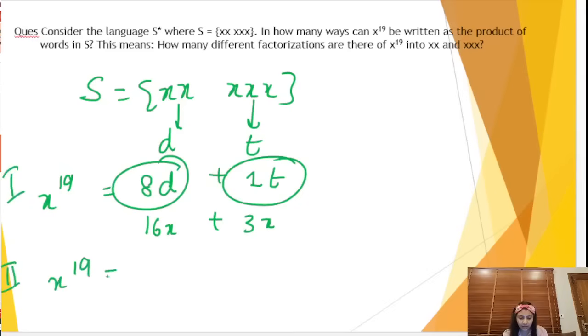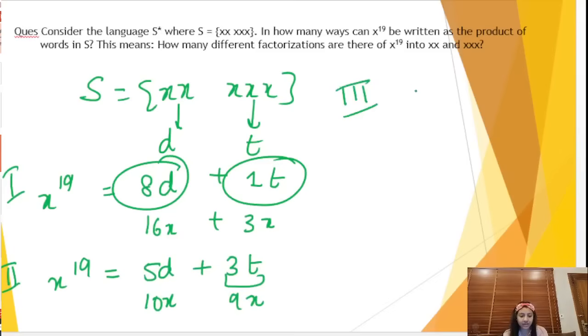Another way is, if I take this double 5 times, so how many X will I get? I will get 10X's. And the remaining 9X's can be formed by taking this triple 3 times. This will give 9X. This is another way of writing it. Another factorization that I can have is, if I take this double 2 times, how many X will I get? I will get 4X. The remaining 15X can be formed by taking the triple 5 times.